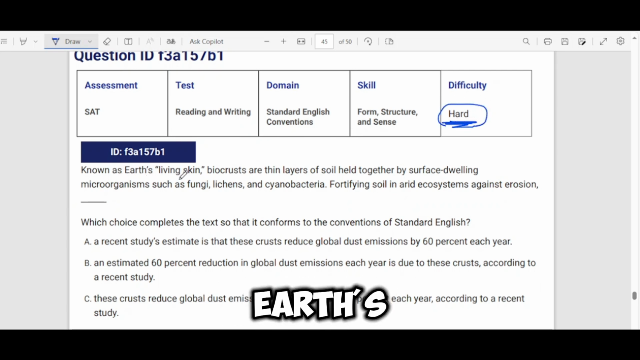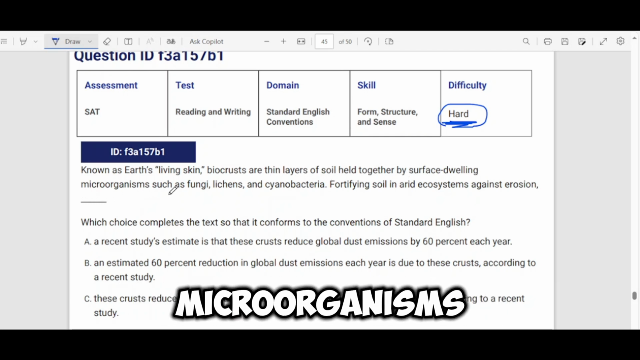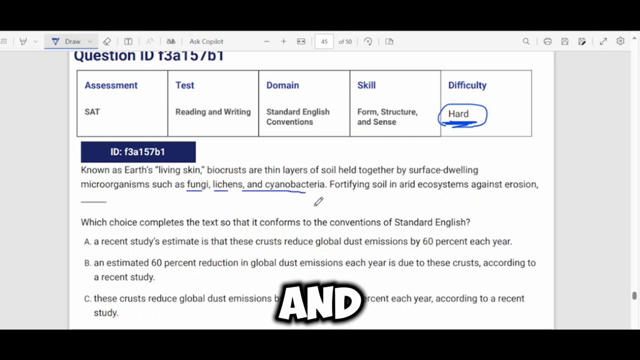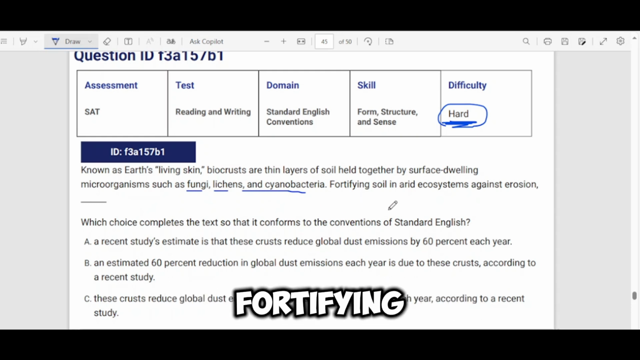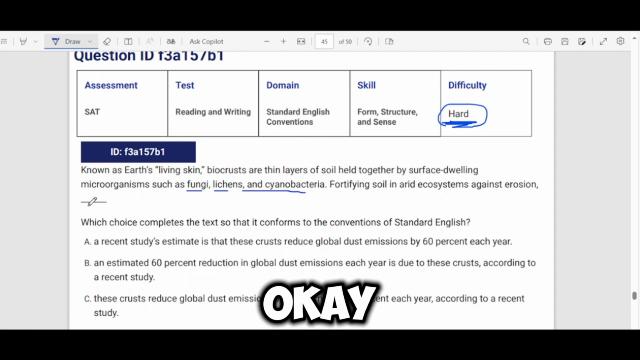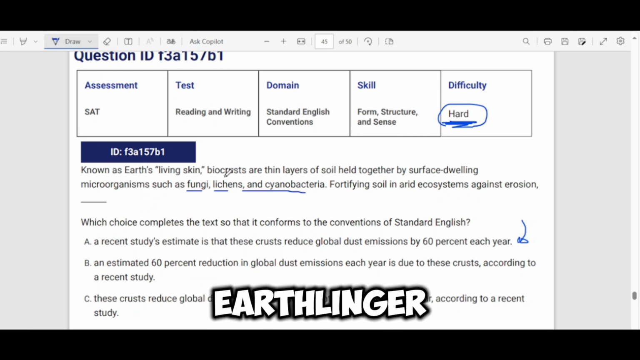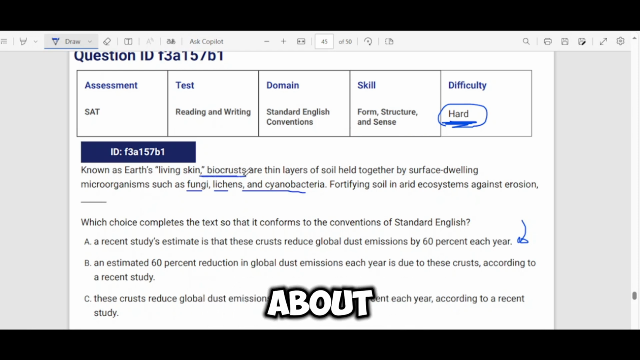Okay, known as Earth's living skin, biocrusts are thin layers of soil held together by surface-dwelling microorganisms such as fungi, lichens, and cyanobacteria, fortifying soil in arid ecosystems against erosion. Dash. A recent study. All right. So let's see the answer choices. So they're talking about known as Earth's living skin, biocrusts. All right. They're talking about biocrusts here. Although let's look at the answer choices.